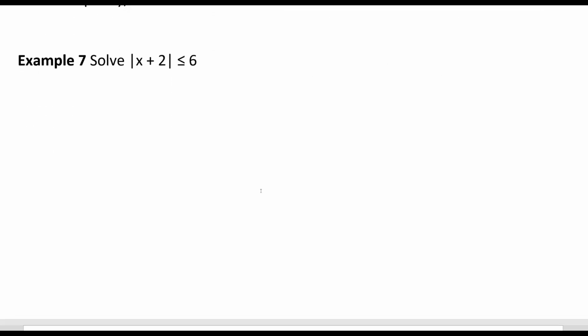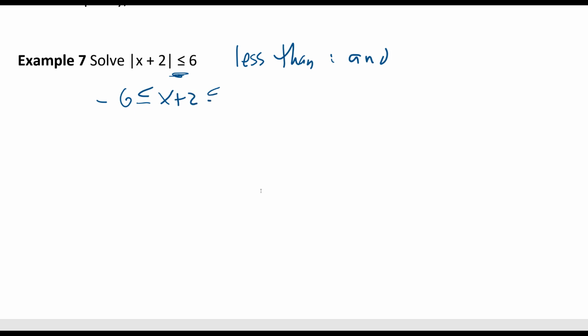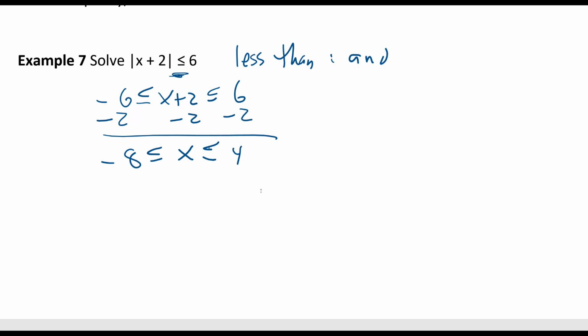Okay, so here's the way I typically do this. This is a less than. So when it's worked out down to be a less than, it's going to be an and case. So I can write this as -6 is less than or equal to x plus 2 less than or equal to 6. Then I can subtract the 2 from all three parts, and -8 is less than or equal to x less than or equal to 4. So my interval would be bracket -8 comma 4 bracket.